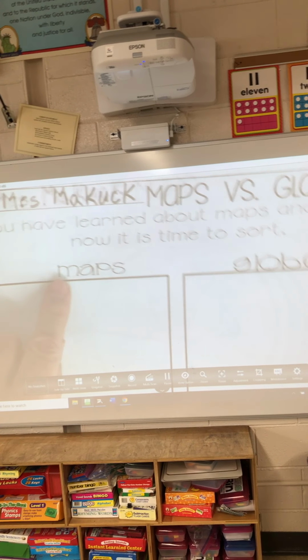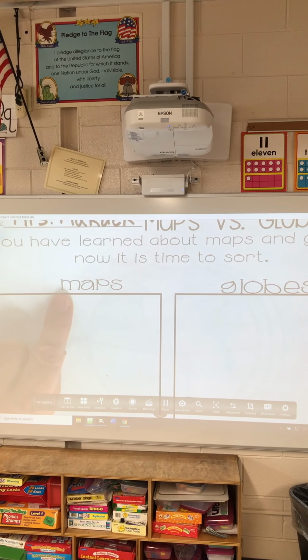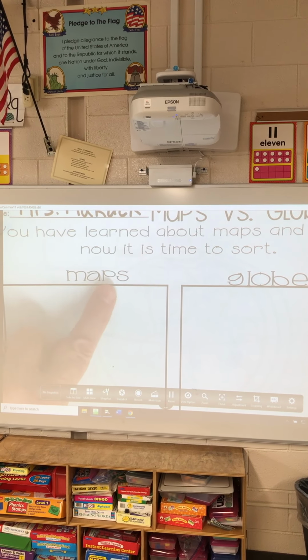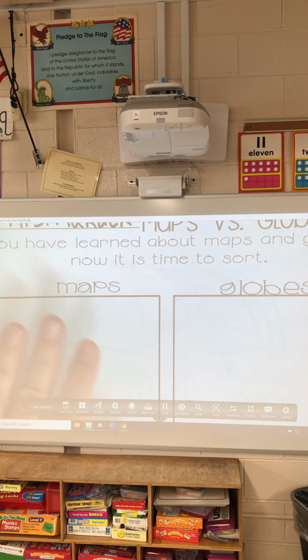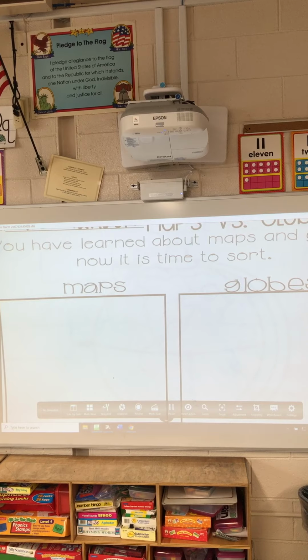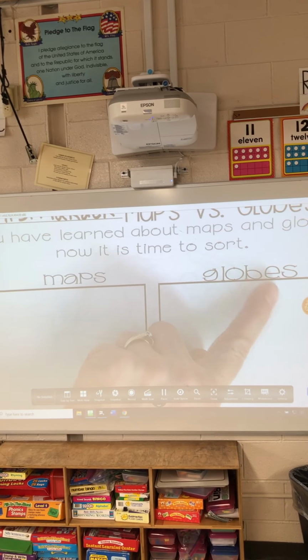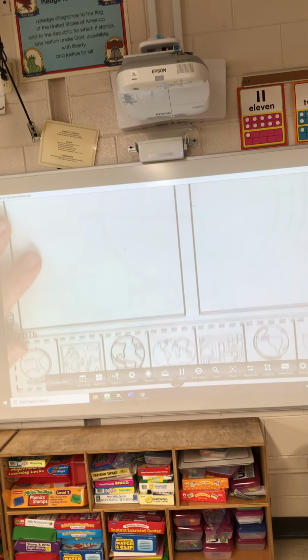Okay, this square, what does this say? We learned how to sound out our words. Who knows what this says? Maps. This side, we're going to sort them into two groups. Maps, and this side, globes. So look at the bottom of your paper.